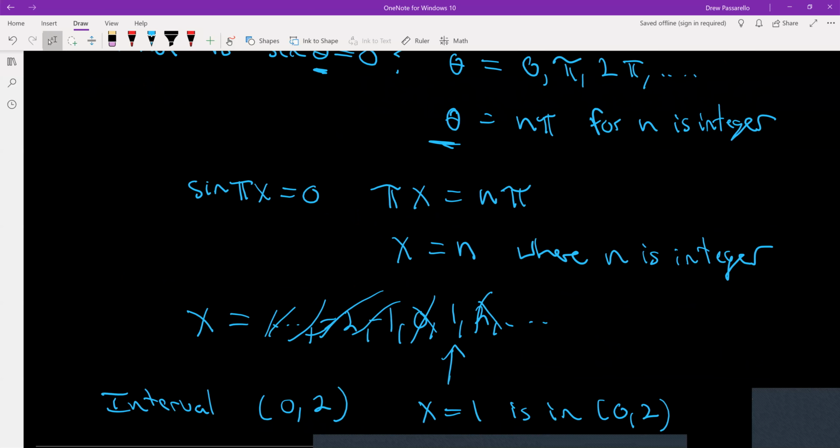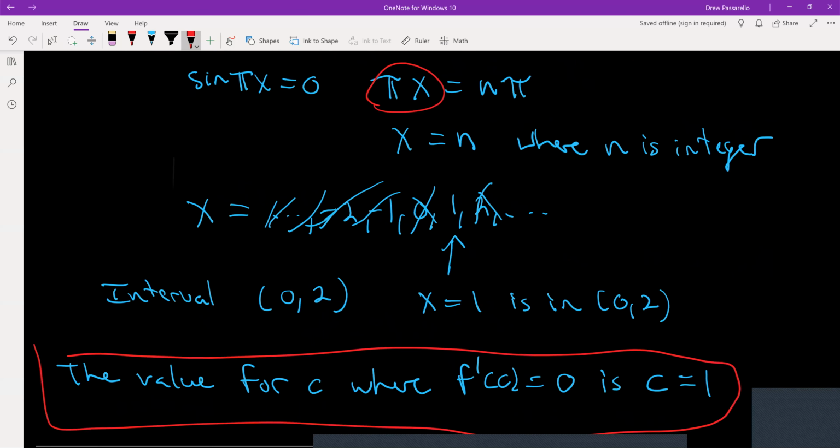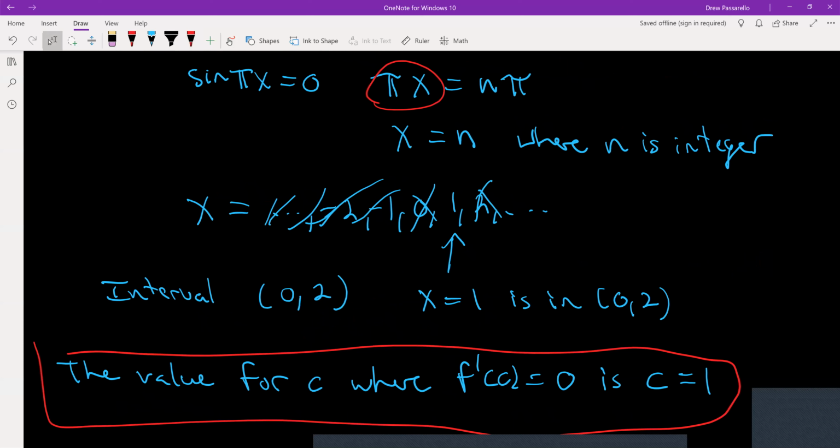So then I just used theta in the spot of pi x, replaced it, and solved for x by dividing both sides by pi. They both had pi, so you're just left with x equals n. And integers are negative whole numbers and positive whole numbers. Well, we need to take into consideration our interval is 0 to 2, so the only one that works is 1, because we could not include 0 and we don't include 2 since it's an open interval.